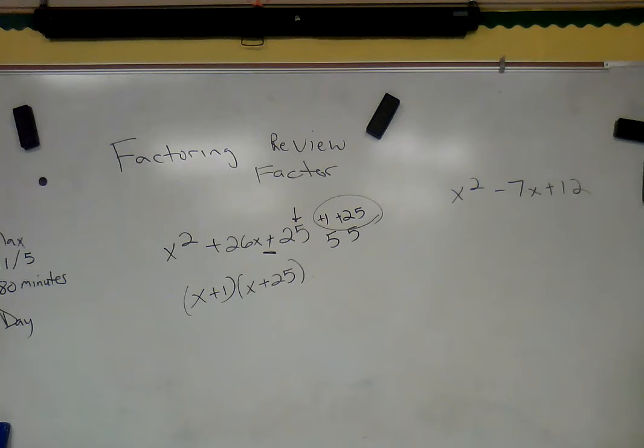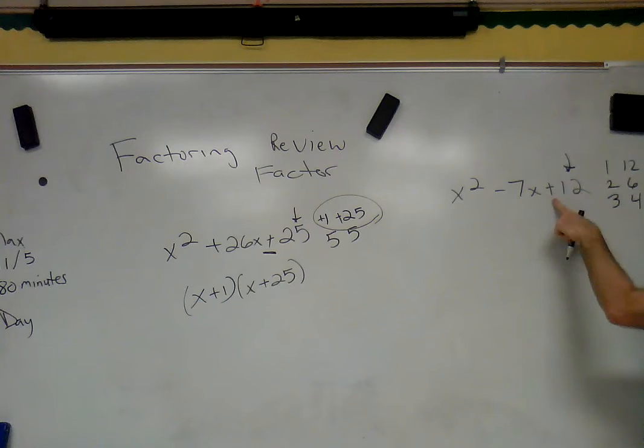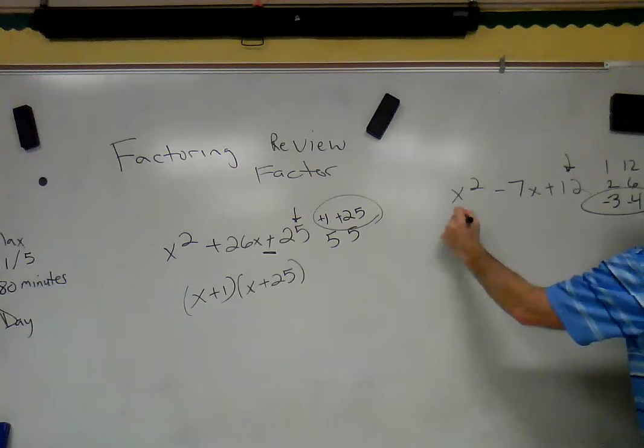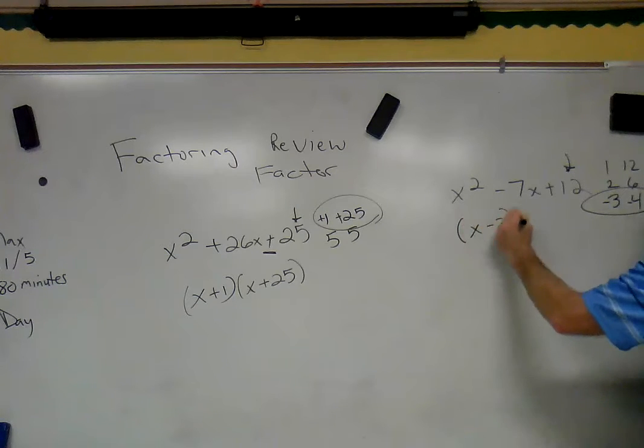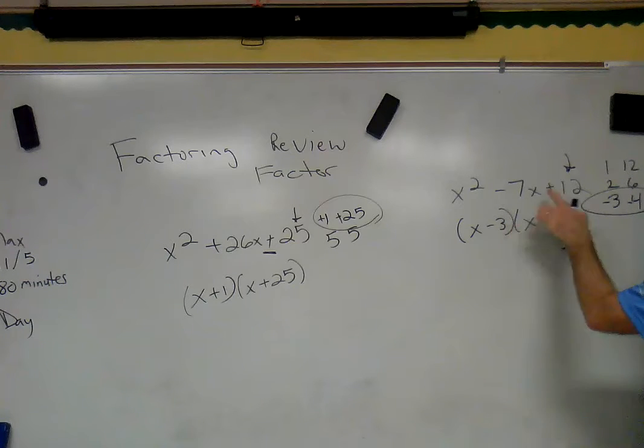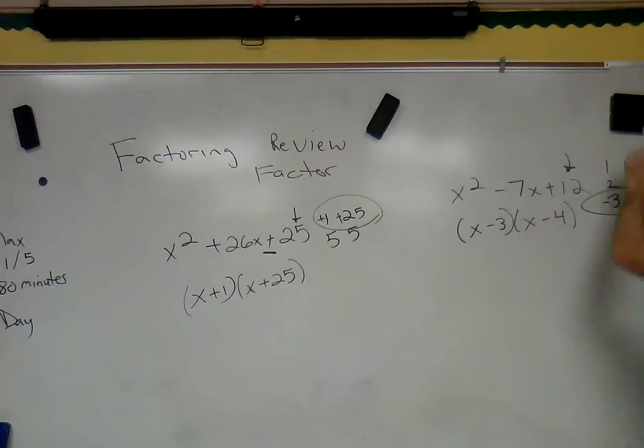Okay, so this time we want factors of 12. 1 and 12, 2 and 6, 3 and 4. Factors that add to be 7. 3 and 4, which we need a negative 7. So in order for it to be negative 7, they both need to be negative. Negative 3 plus negative 4 is negative 7. So x minus 3, x minus 4. Negative 3 times negative 4 equals positive 12.